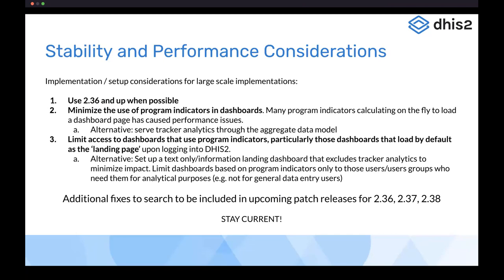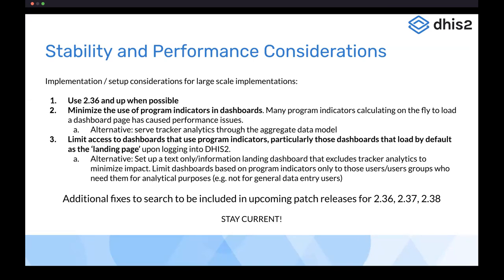There are some stability and performance considerations which came out of the whole exercise, specifically during the COVID-19 implementations. If you are planning to use DHIS2 tracker for a large-scale implementation, ensure that you are on version 2.36 and above. 2.37 had the largest impact in terms of overall performance parameters. So we recommend that if you are already in an implementation, you should upgrade to 2.36 and above, with 2.37 suggested. And if you're beginning new, you must start with the most stable version available at present with the performance enhancements.